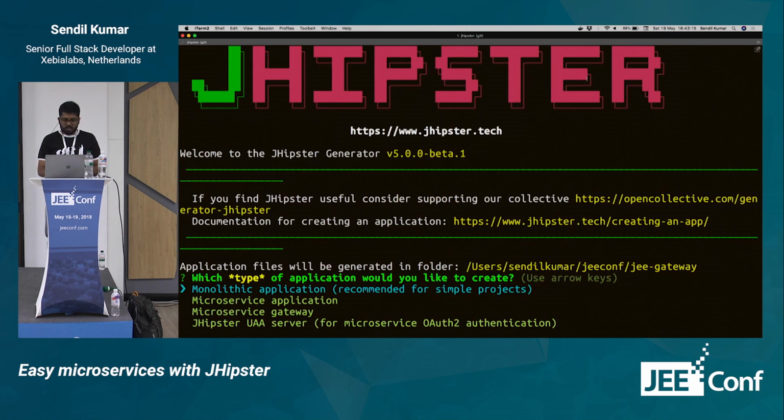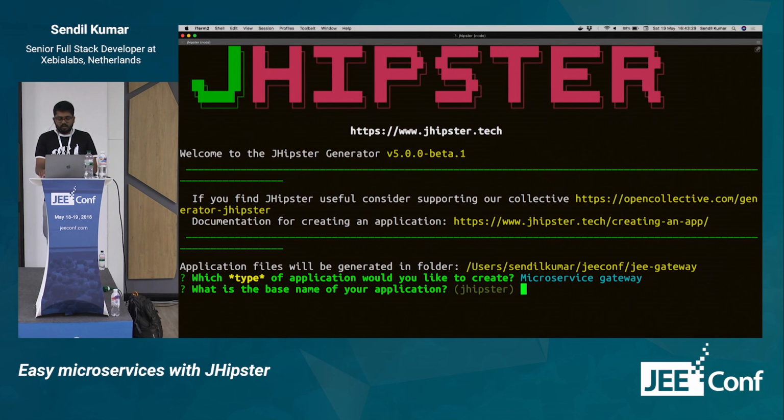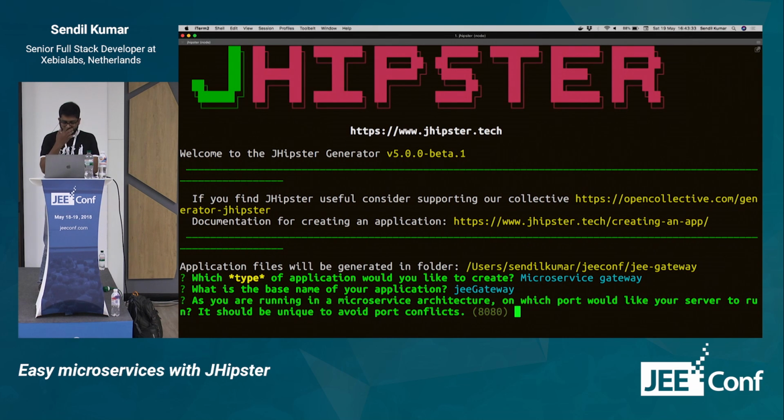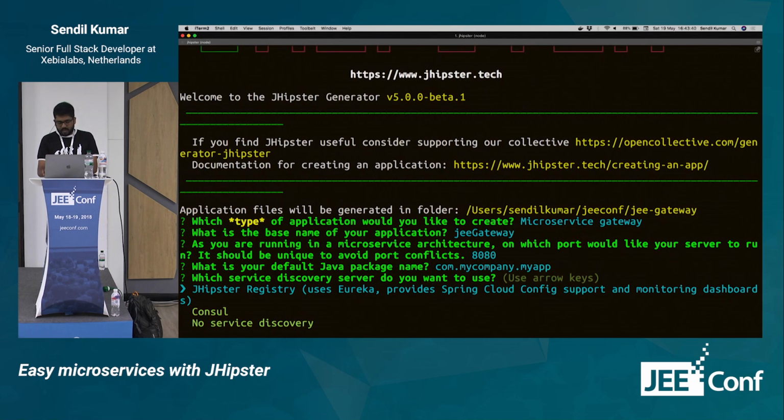OK, great. So once you've run JHipster, these are the default set of questions that it asks you. Whether you want to create a monolith application, a microservice application, a gateway, or a UAA server, which we have seen. So we'll go ahead and select gateway, because we're going to create a gateway. Let's call this application je-gateway. And it asks for the port on which it has to run. So we'll say it is port 8080, and a Java package name.